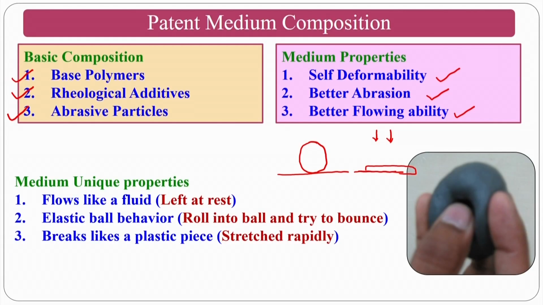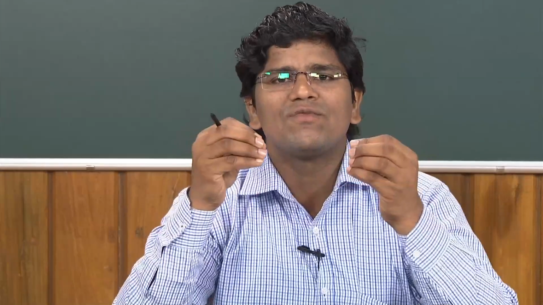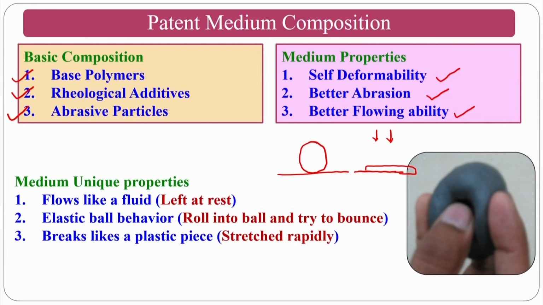Elastic behavior: if you make a sphere and just drop it from a certain height, the abrasive medium sphere tries to jump. The third one: if you take it in your hand and pull it with your two hands, it slowly deforms. If you pull it very fast at higher shear rates, it will break like a plastic material. So the deformation behavior is unique here, because in one condition it is flowing, in the second condition it behaves like an elastic ball, and in the third condition it behaves like a plastic material.